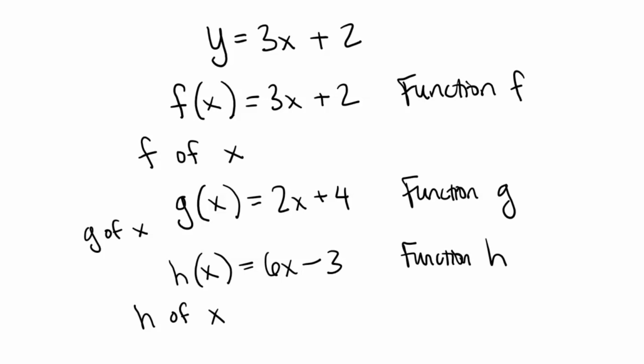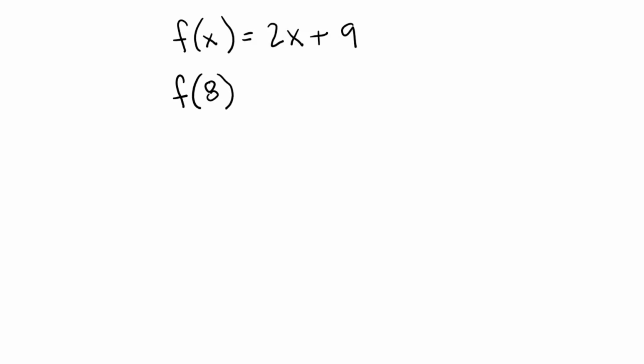So let's talk about why we have function notation and how we use it. F of x equals 2x plus 9. The reason why we write it like this is because we will sometimes plug in a number for x. So say I want to plug in 8. Then you would write it like this: f of 8 equals 2 times 8 plus 9. And then you can solve that.